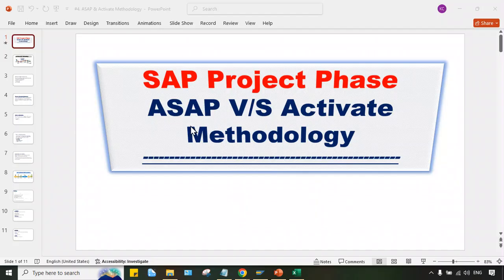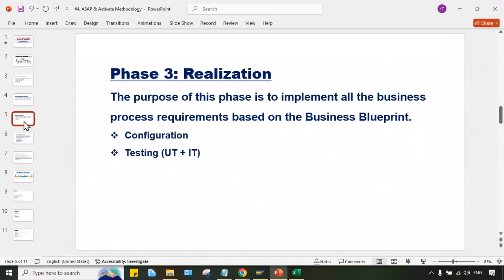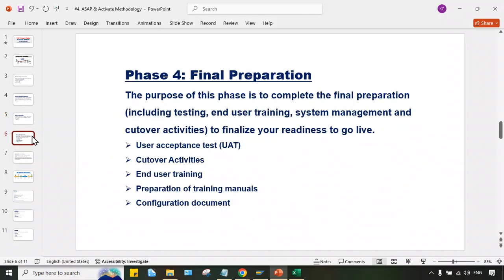Okay. So if we follow the ASAP methodology, look at here. We have 5 phases, out of which the first, second and third phases, up to realization, I have already explained. Now the fourth phase. So configuration is done, testing is completed. That is called UT and IT, unit test and integration test. So these are completed. Now what next, guys? Now we have to move on to the next phase called final preparation.